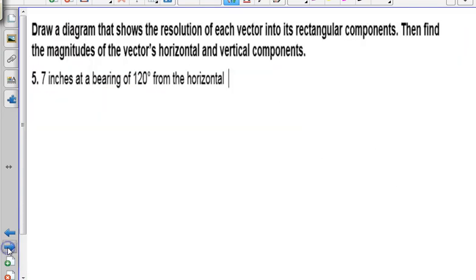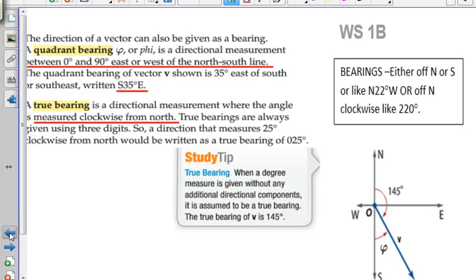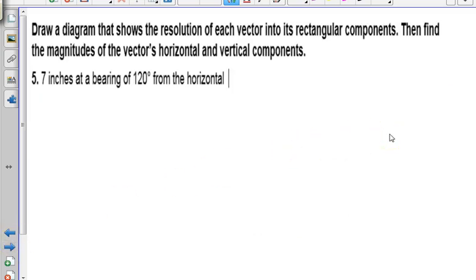So on the back, we're going to do some more, but they're going to give us some of these quadrant bearings and true bearings, okay? When they say something like this with 2 directions, it's either off of the north or south and then in the direction of. And if they give us a number that's 3 digits long with no direction and they say bearing of, then it's a true bearing, which means off of north clockwise. We are not going to do the icky ones today, like the airplane blowing the wind and so on. We'll do those tomorrow.